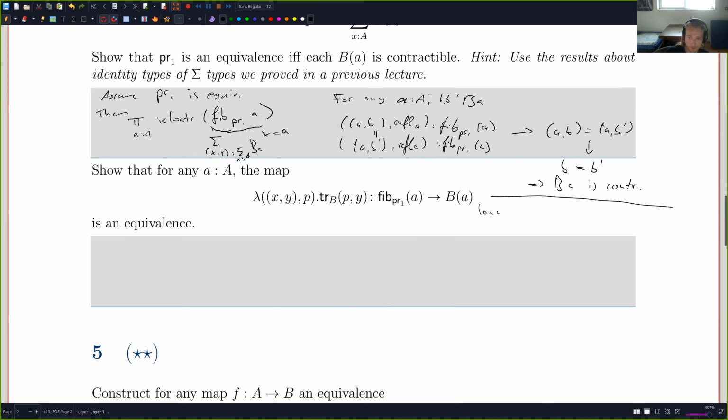So conversely, suppose we have B A contractible with center C A.